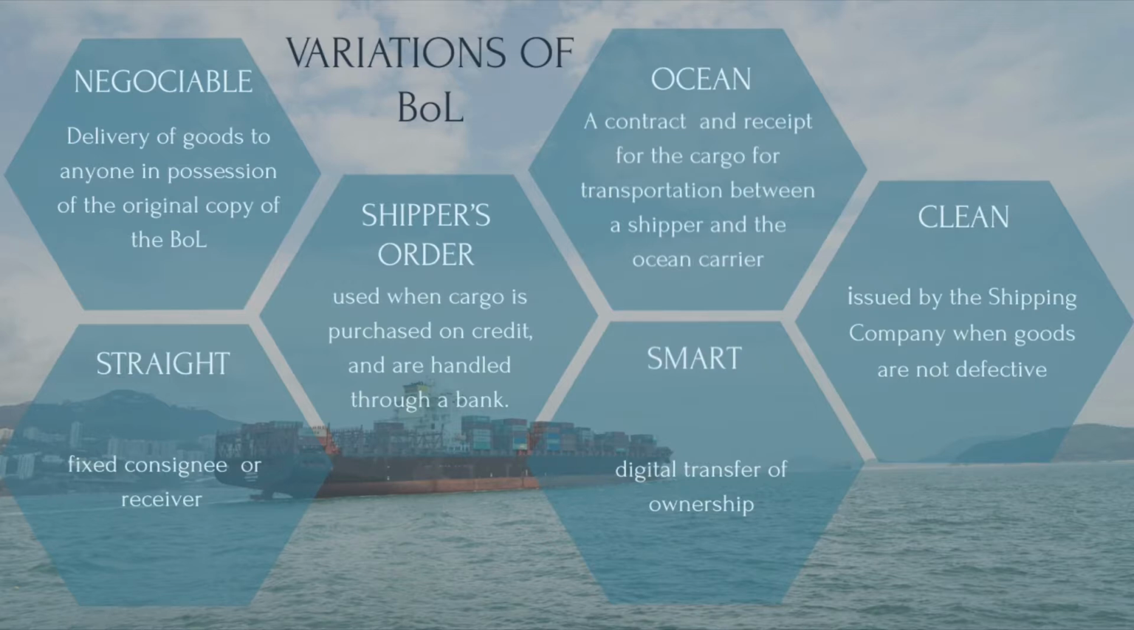A shipper's order bill of lading is one used when the cargo is purchased on credit and handled through a bank. This variation of bill of lading is negotiable and functions like a title of goods. Further, an ocean bill of lading is a receipt for the cargo and a contract for transportation between a shipper and the ocean carrier. It may also be used as an instrument of ownership, which can be bought, sold, or traded while the goods are in transit.